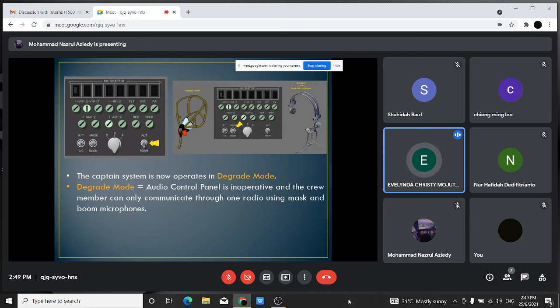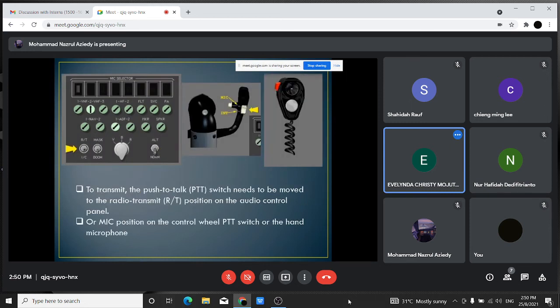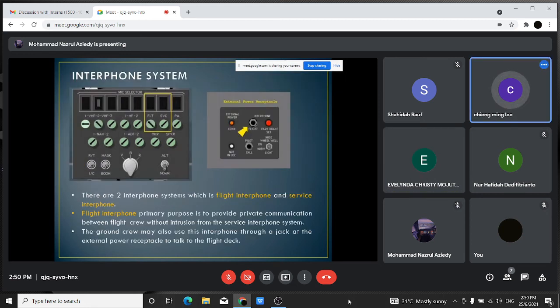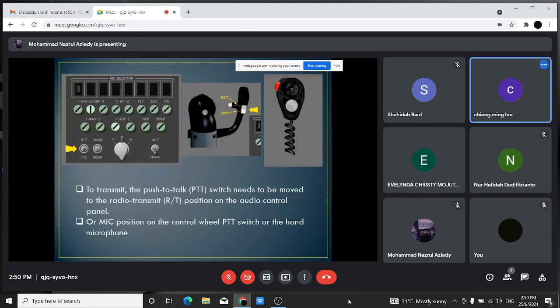When the alternate normal switch is set to alternate, the captain's system now operates in degraded mode. Degraded mode means that the audio channel is inoperative and the crew member can only communicate using mask and boom microphones. To transmit, the push to talk needs to be moved to the radio transmit position on the audio channel, or the mic position on the control wheel, or the hand microphone. What is PTT? Push to talk.